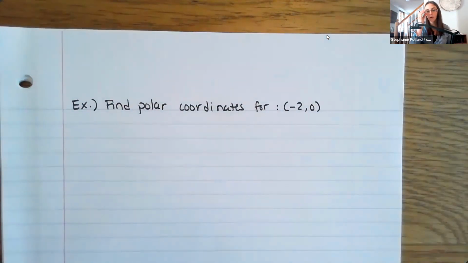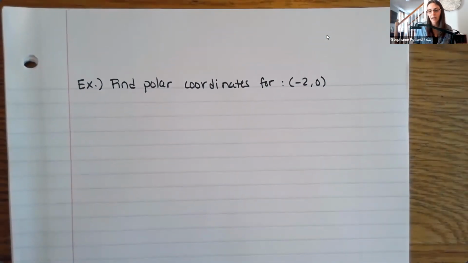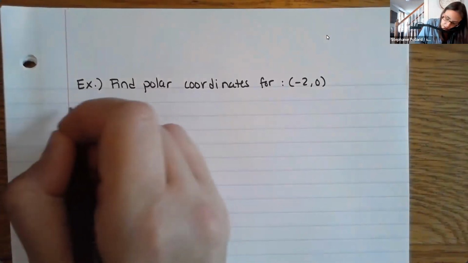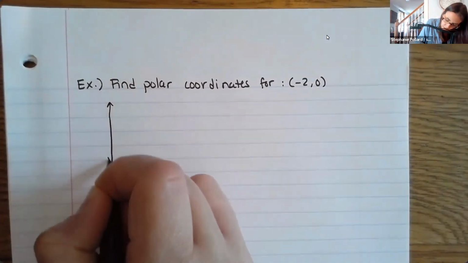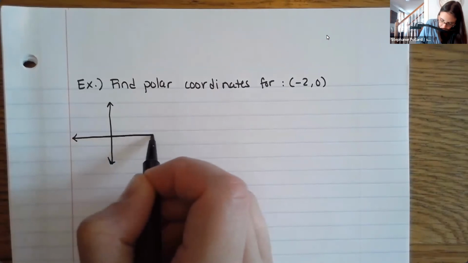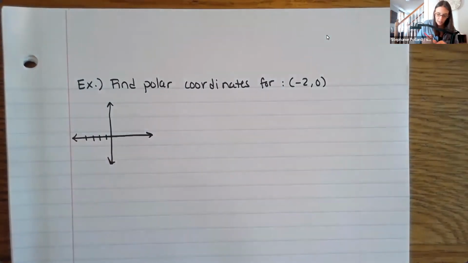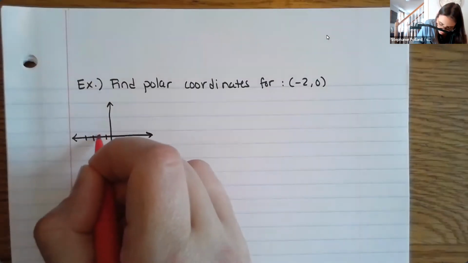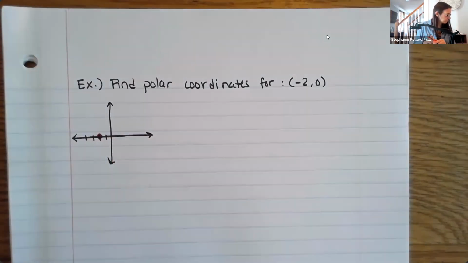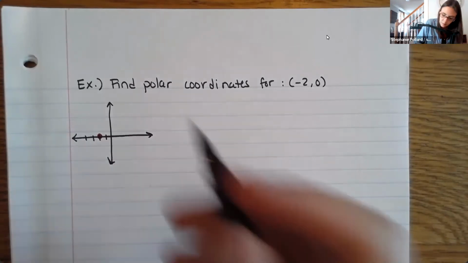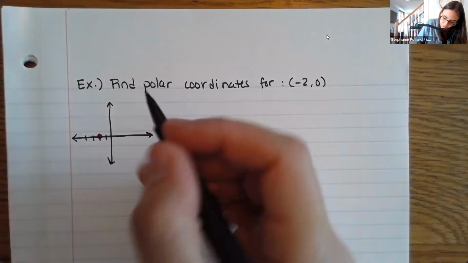All right, so I'm going to find polar coordinates for the rectangular point (-2, 0). And again, your first step should just be to give a quick graph there. This one's nice and easy to graph: -1, -2, 3, etc. So we're looking at this point right here, right? All right, so this is step 1.